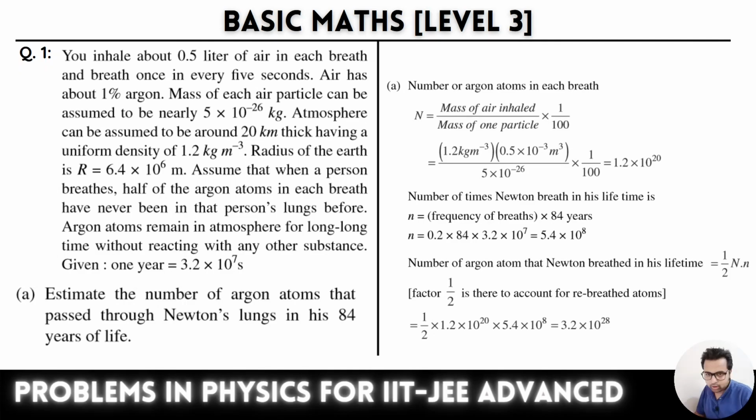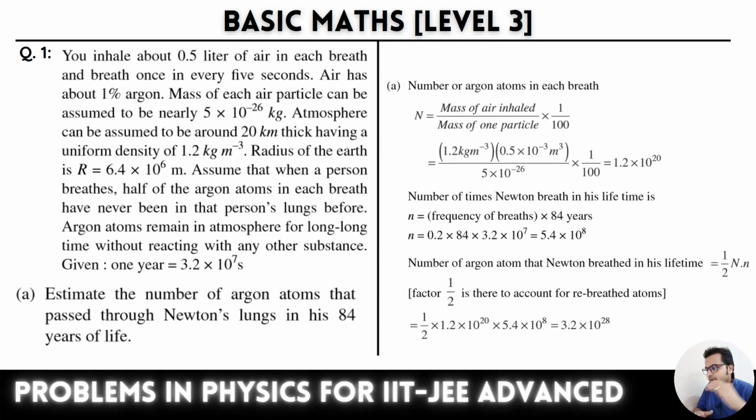I hope the question and all the scenarios are clear to us. In part A, we have to calculate the number of argon atoms that pass through Newton's lungs in 84 years. Let's do it with a proper approach. In order to come to the final solution, we have to go step by step. We solve some small things, and then we will get to the final answer.